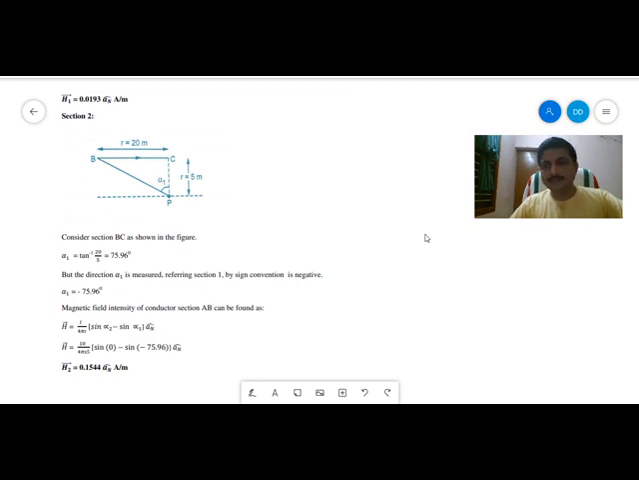Okay, so that is the magnetic field intensity at point P due to the first section. Now section 2. What lies where the importance of this problem lies is identifying the sections and relating them to point P. If you can do that properly, then every problem is similar.